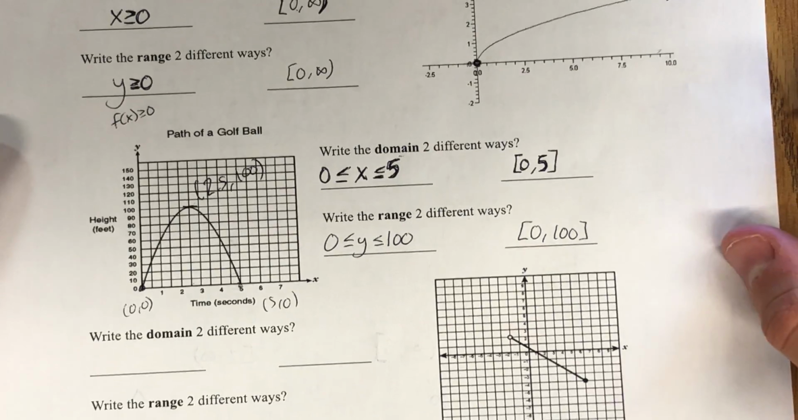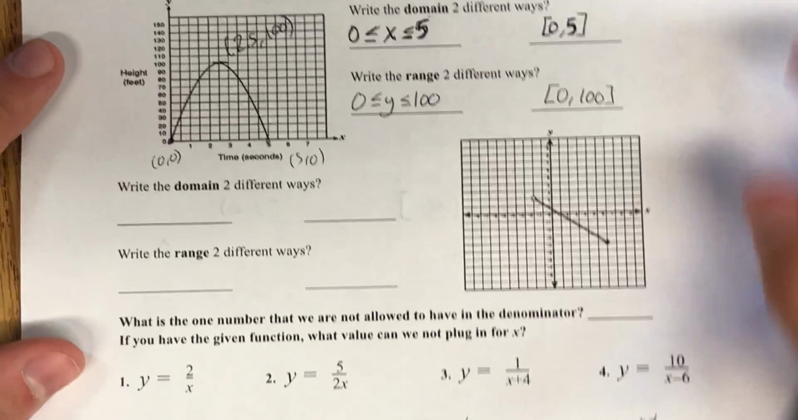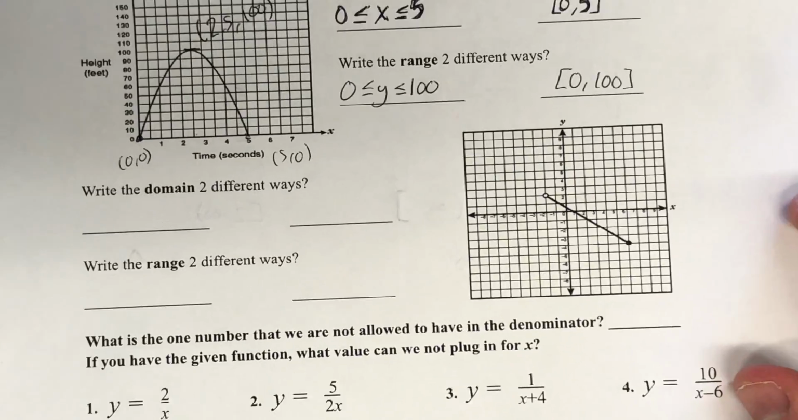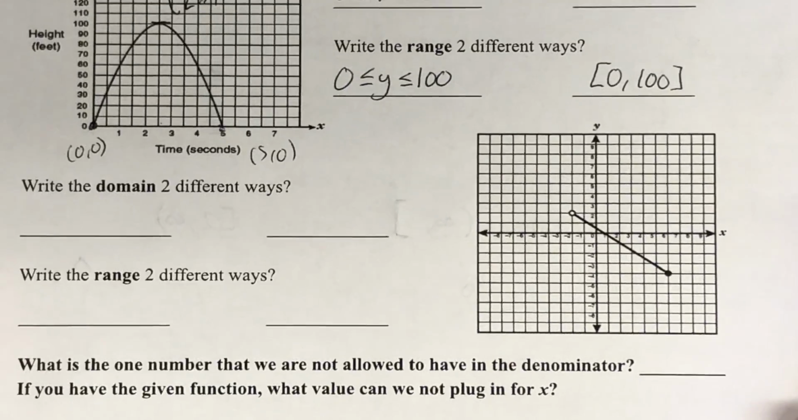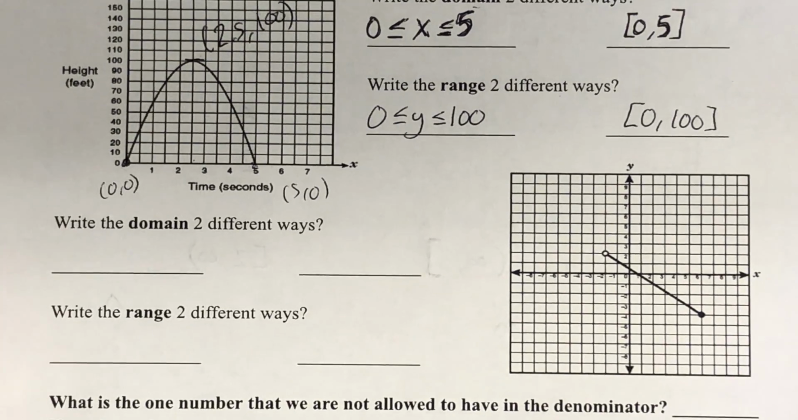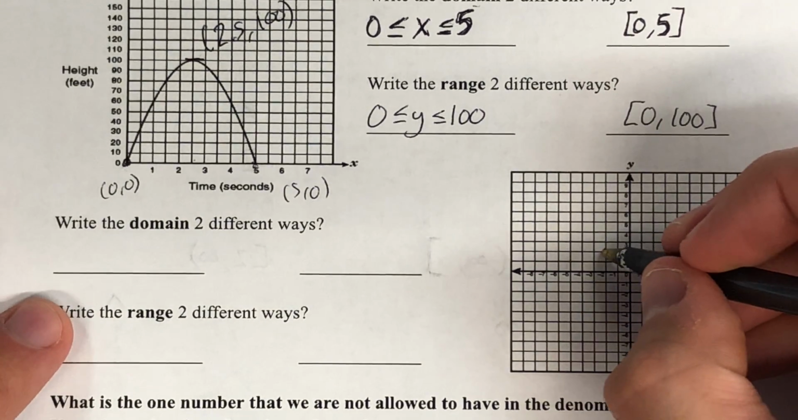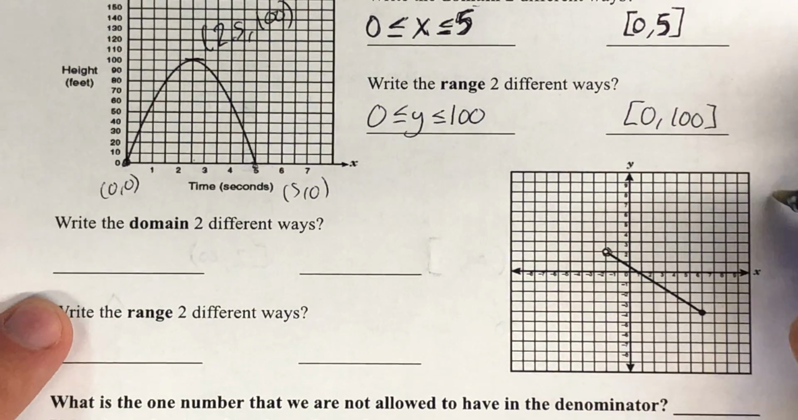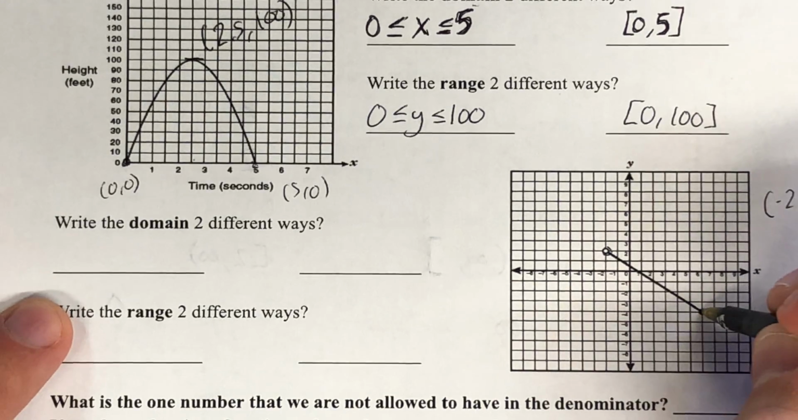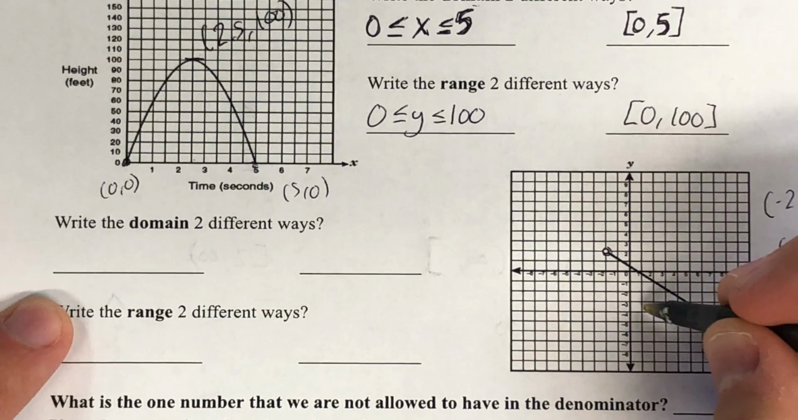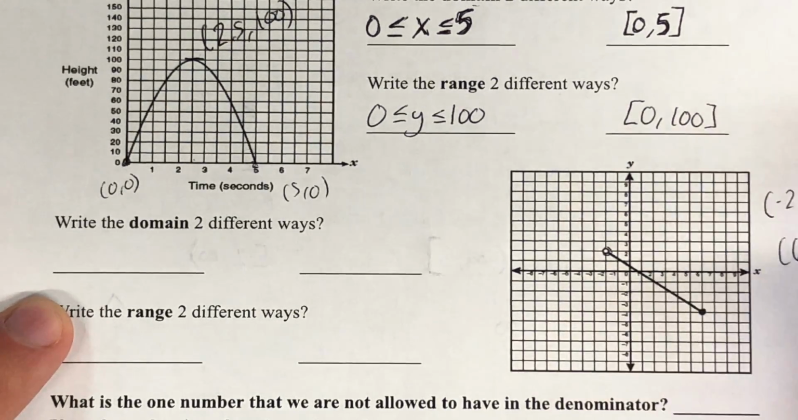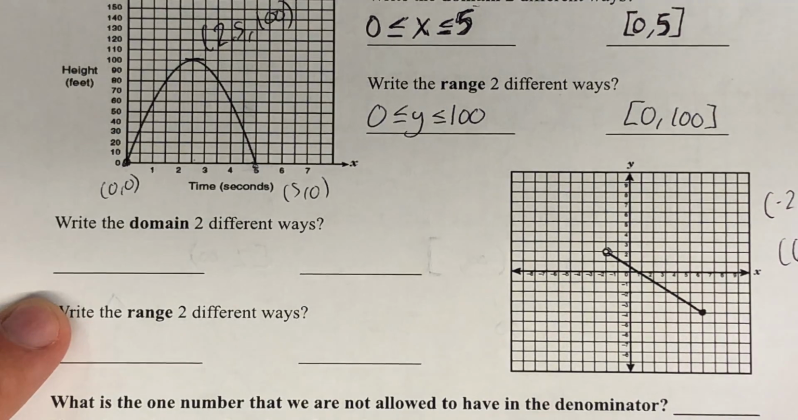Okay. All right. Why don't you try this last one here on your own? So this is an open circle at -2, 2, and a closed circle at 6, -4. Give it a try on your own.